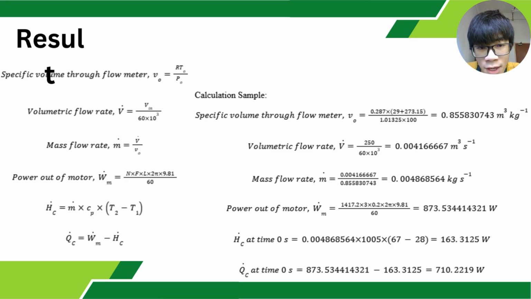For the HC part, we take the example for 0 seconds, which is the initial. The T2 is 67 Celsius and the T1 is 28 Celsius. So we can obtain our HC. For the QC at time 0 seconds, it is the power output of the motor minus the HC.